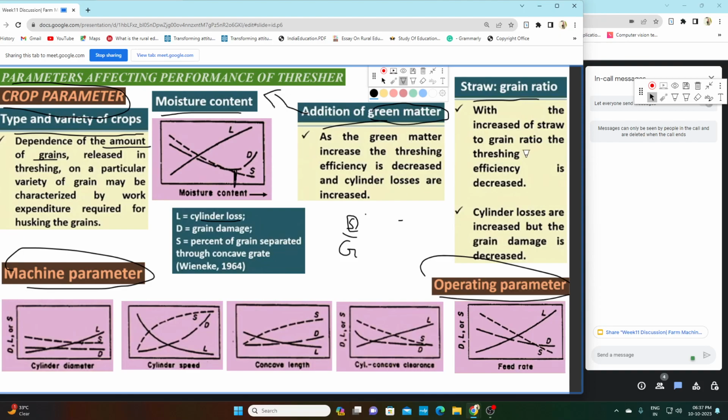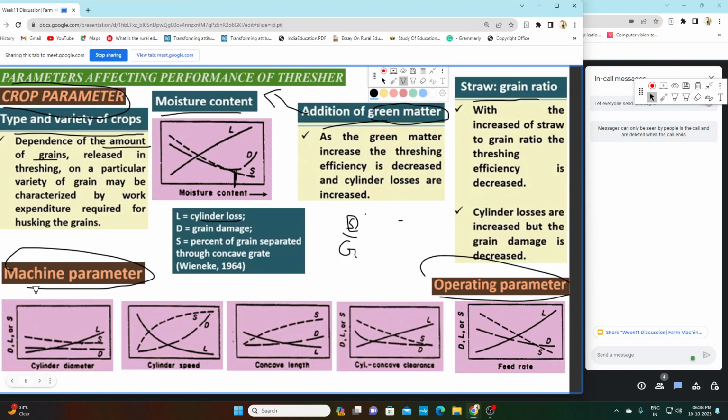So whenever we are increasing the moisture content, our separation efficiency will decrease, cylinder loss will increase, and grain damage will decrease up to a certain point, and then it will increase, due to the combination of L and S, that is cylinder loss and separation efficiency. So this is about the crop parameters that are affecting the performance of the thresher.